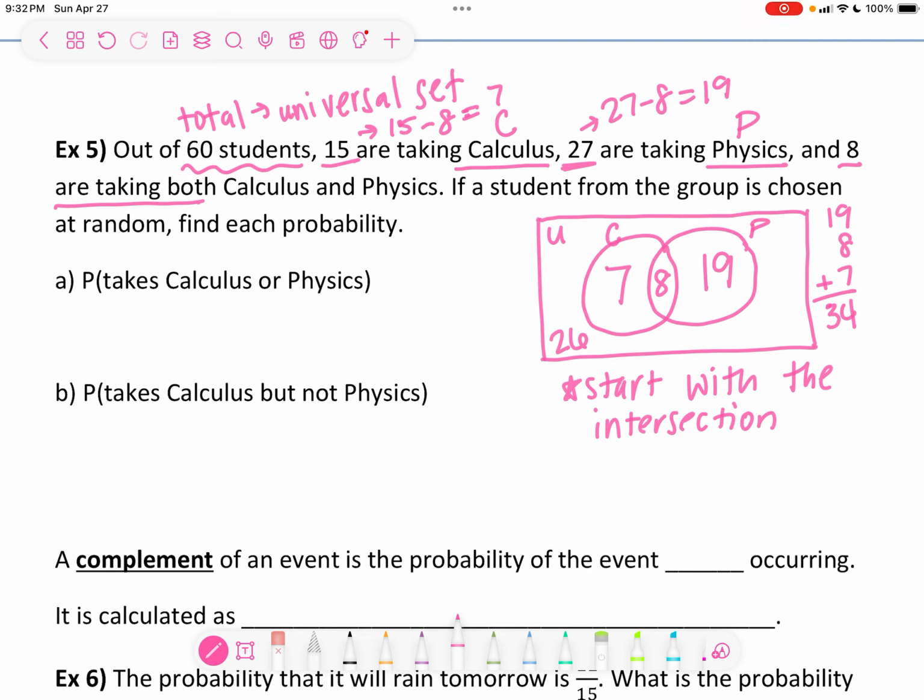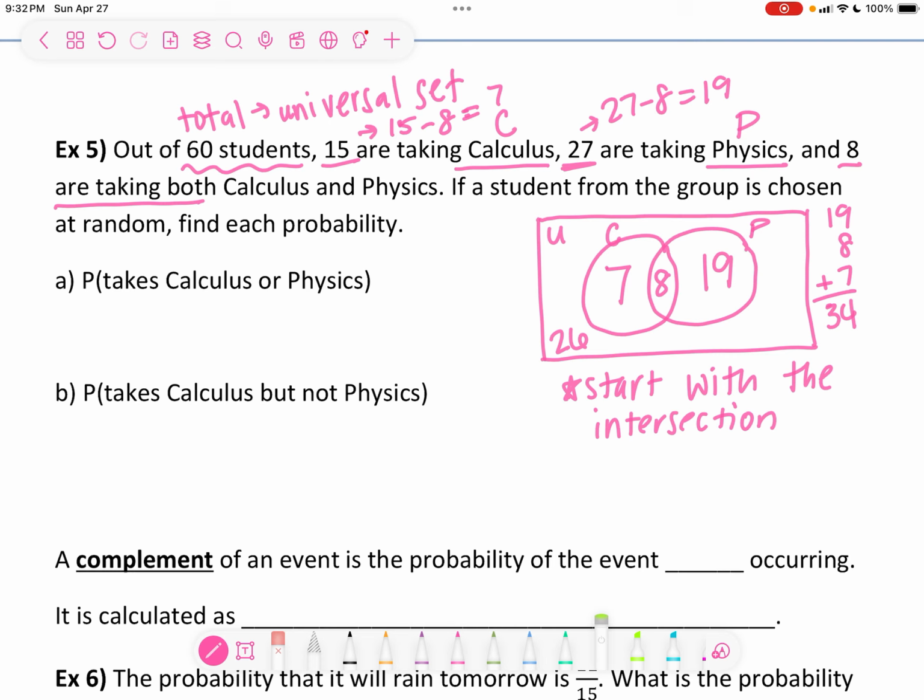There's 26 who aren't taking calculus or physics at all. Okay, they are students in the school or whatever the situation is, but they are not taking those classes that we're talking about right now. All right, so let's double check. Make sure all these numbers add to 60. So add these up, make sure they add to 60, so you can make sure you didn't make a mistake.